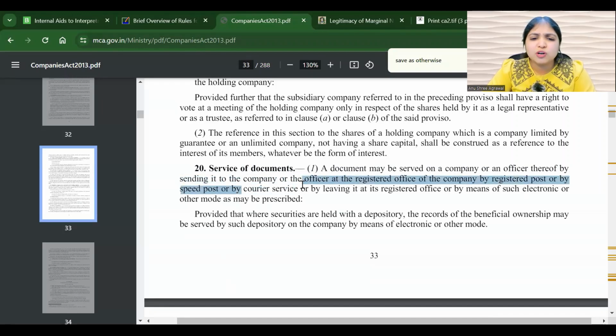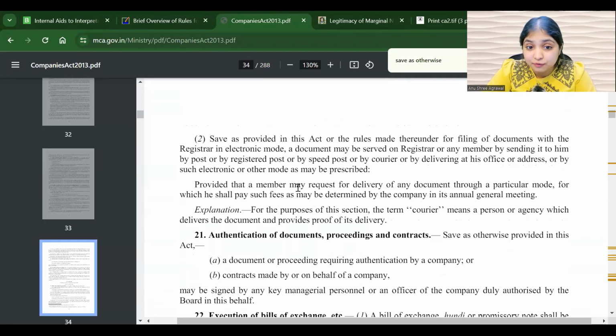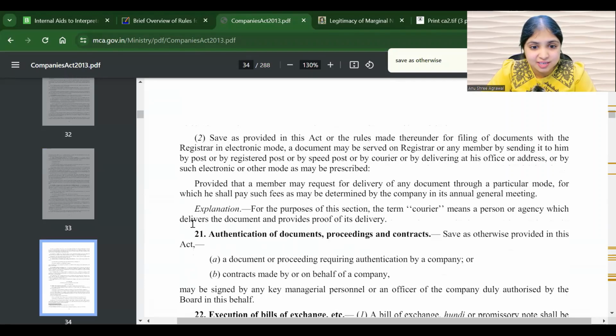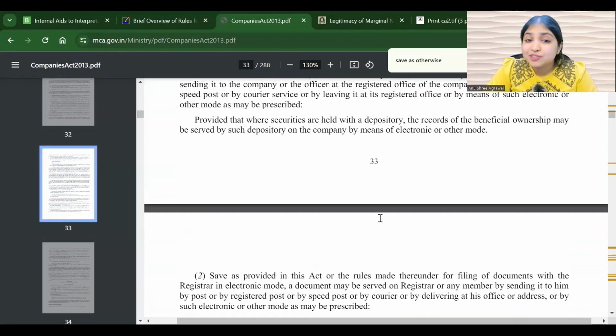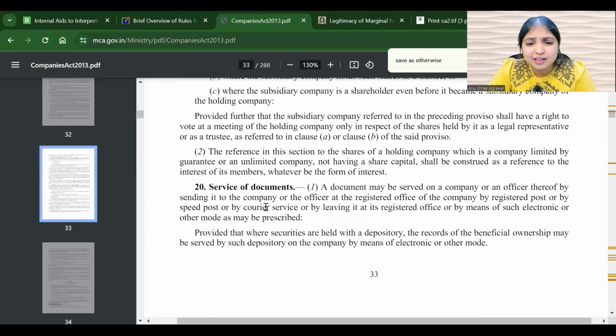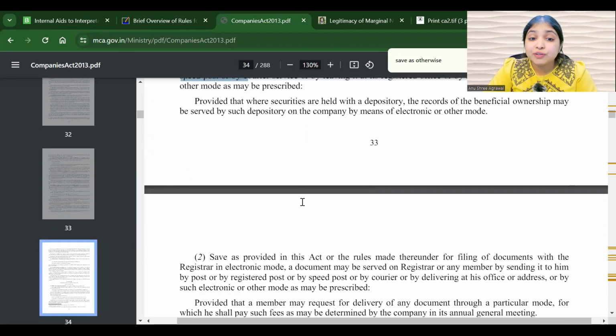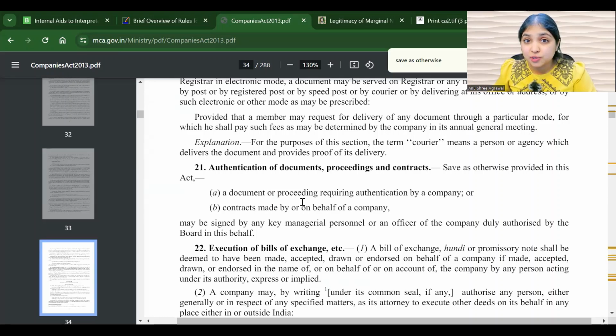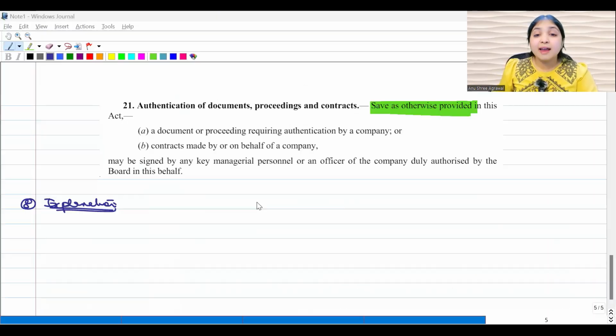Now, I don't know what the word courier means. I'm getting confused. Within the section itself, they have given an explanation. For the purpose of this section, the term courier means a person or agency which delivers the document and provides proof of delivery. So, I was reading the section, I got confused, I did not understand what the word courier means. Now, within the section itself, they have given an explanation. You're understanding? So, explanations are a part of the section, and explanations can be used for interpretation.